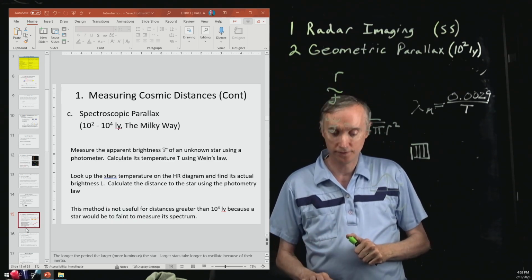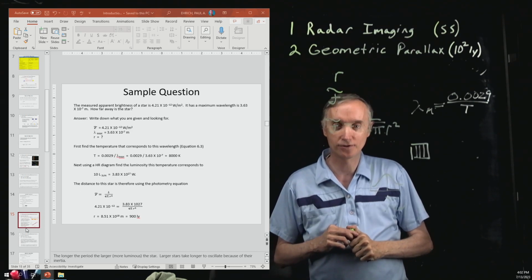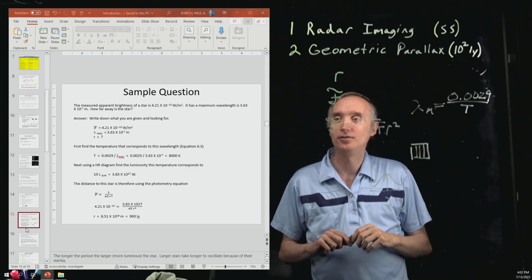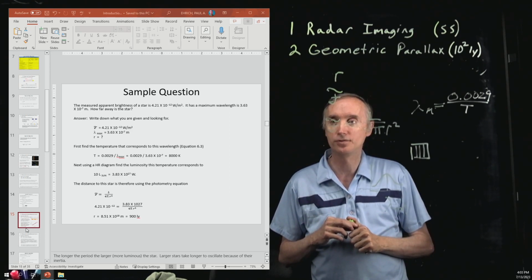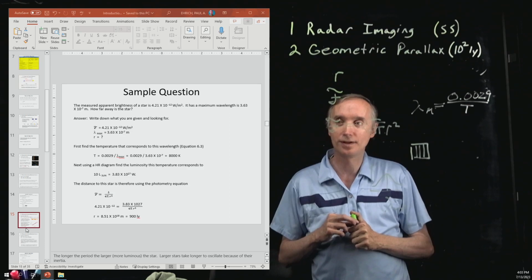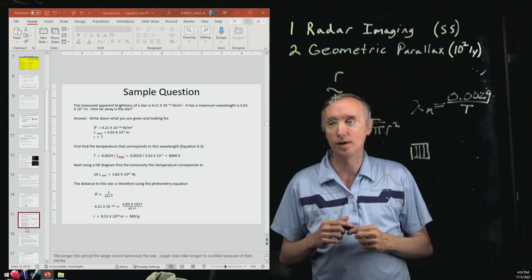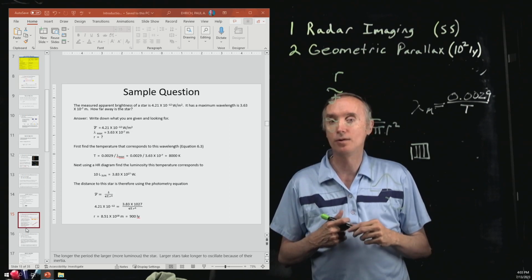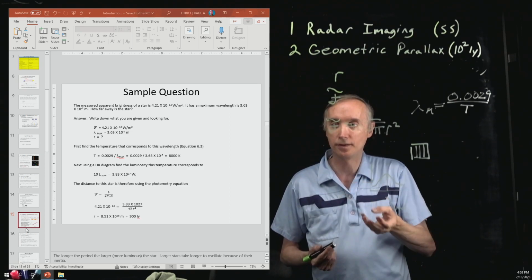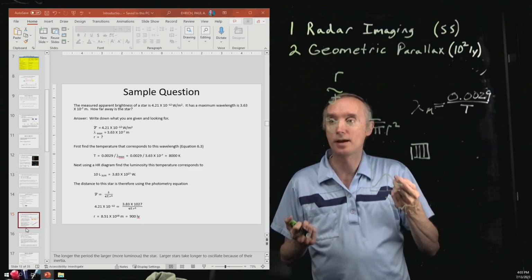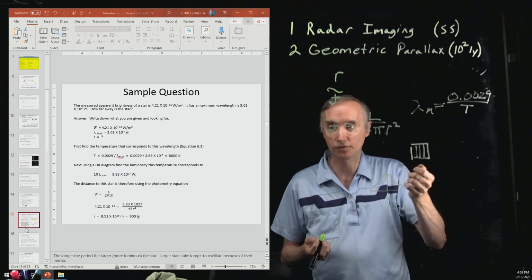All right, so here's a sample question, if you can read it. You measured the apparent brightness of a star, and it is 4.21 times 10 to the negative 12th watts per meter squared. And it has a maximum wavelength of 3.63 times 10 to the negative 7th meters. How far away is the star? So you're going to write down what you're given and what you're looking for. So your first step is put that in there.